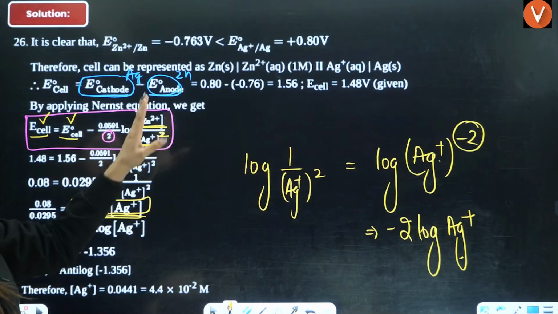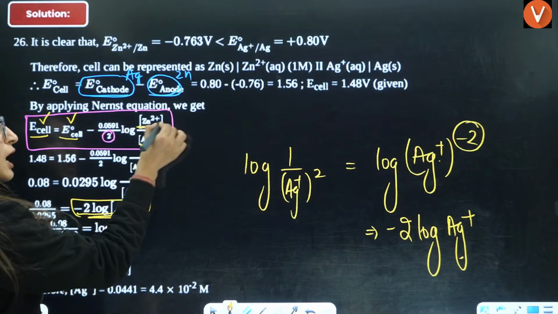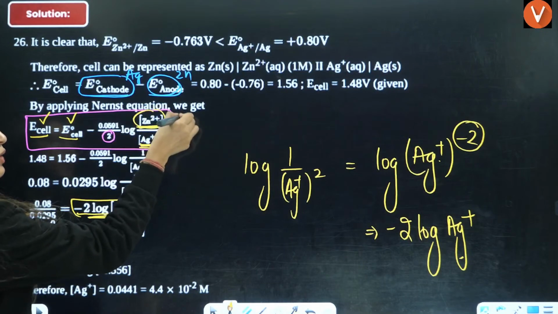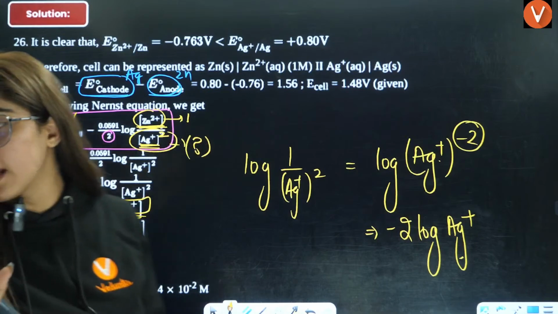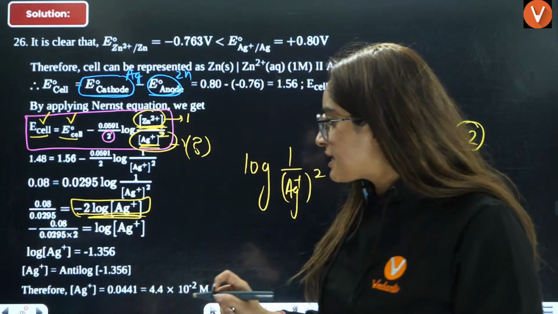After that, they are saying that this is also given to us. This is product by reactant. So this is given to us as 1. This is what they are asking you to find out. Rest of the things are calculation part, right?